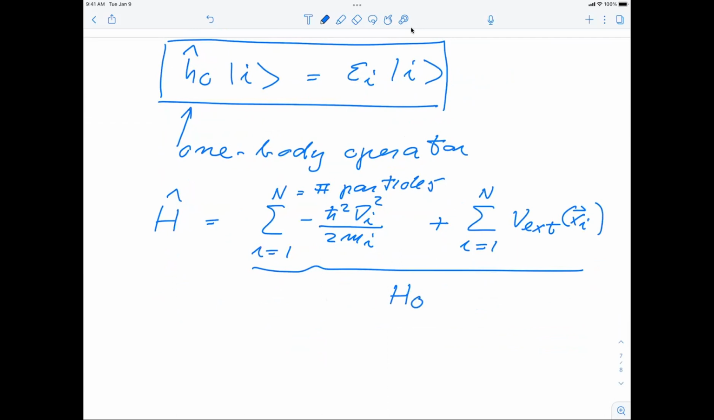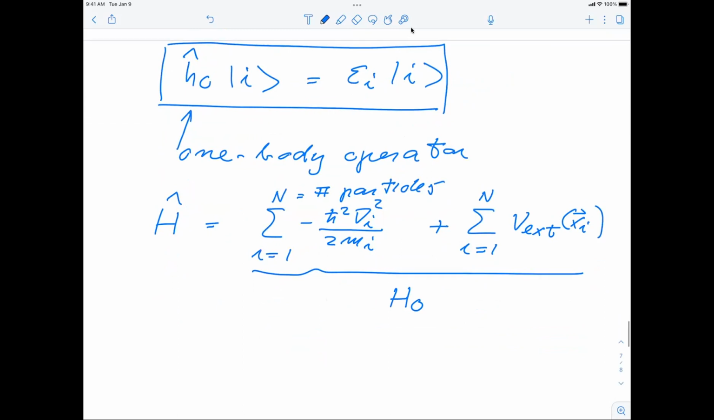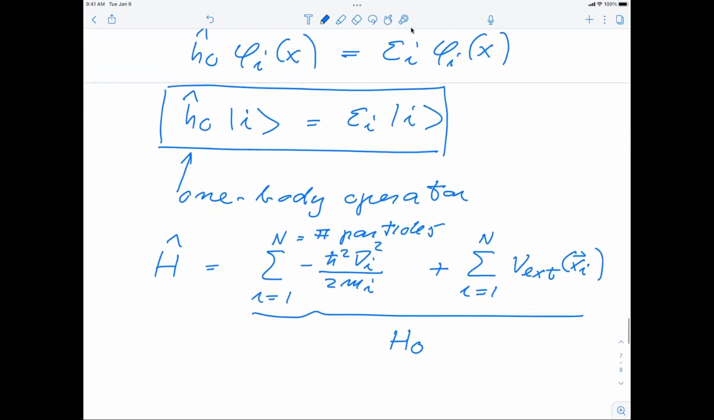Now, the specific thing with this one body part is that when it acts on a many-body state, where we have used this single particle basis as an ansatz, this single particle basis turned into a many-body basis is going to be an eigenstate of this H0.